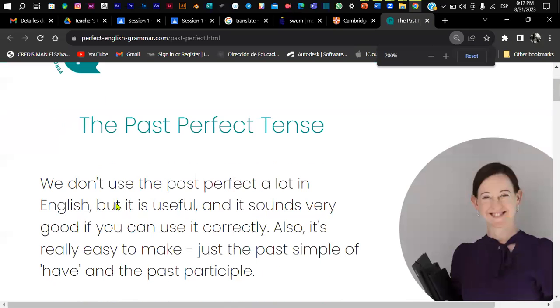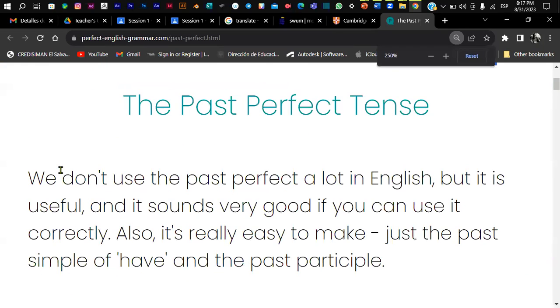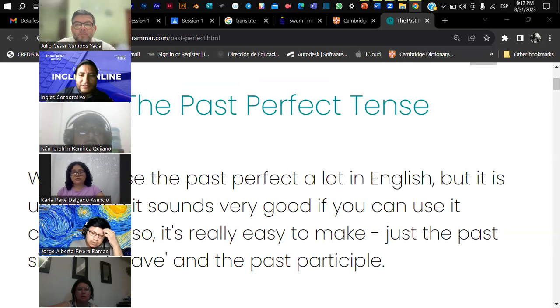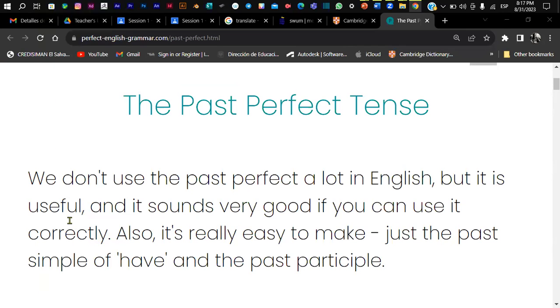This is pretty much the same website from last night, but in the negative. Okay. Can you help me with the reading, please? Let's see, Alejandra. Alejandra, are you online? Are you attentive to the class? Yes? Okay. Alejandra, help me with the reading, please.